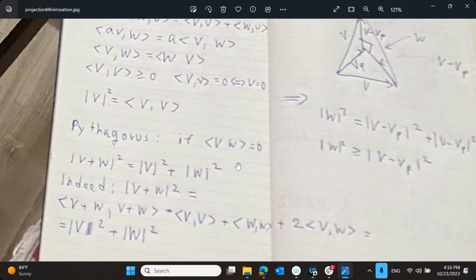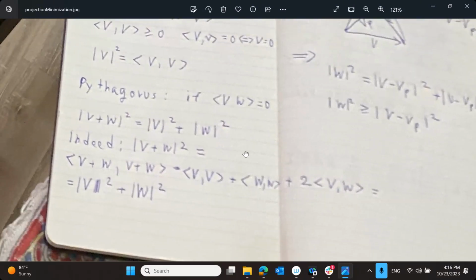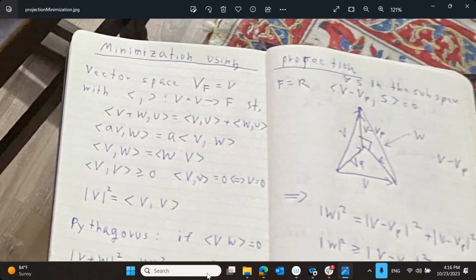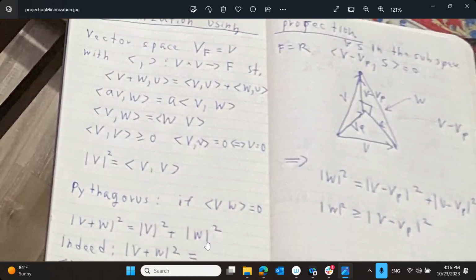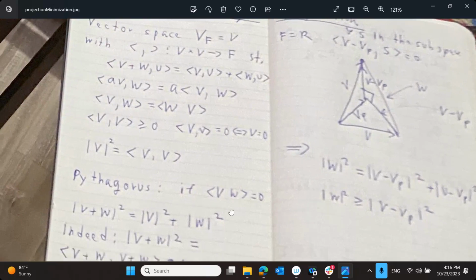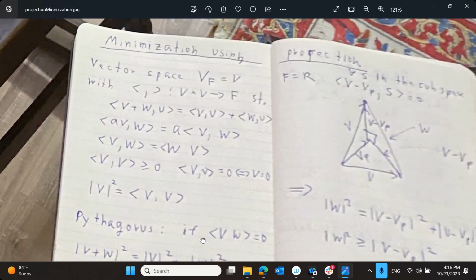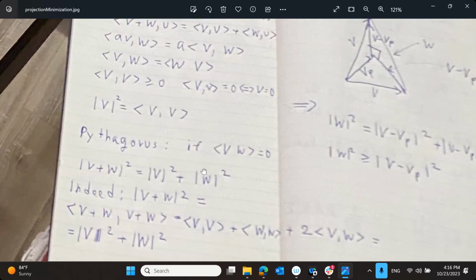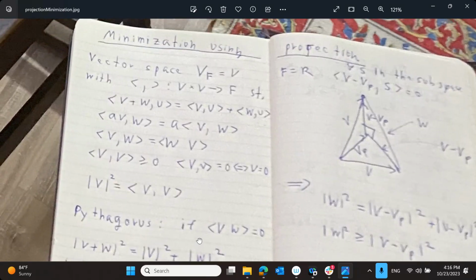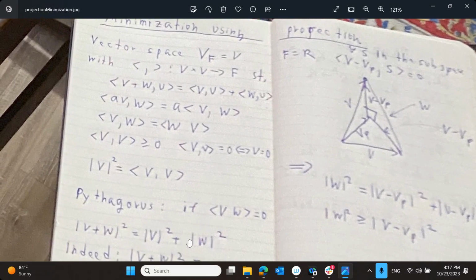Okay. And we claim that under these generalizations, we actually have the Pythagoras theorem for this structure, which is the only thing we will need, as you'll see in a minute, to show that indeed this intuition carries to the formal setting.